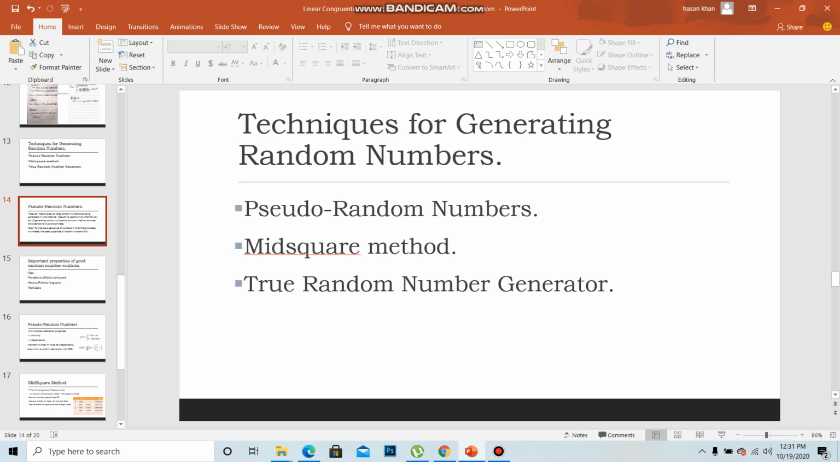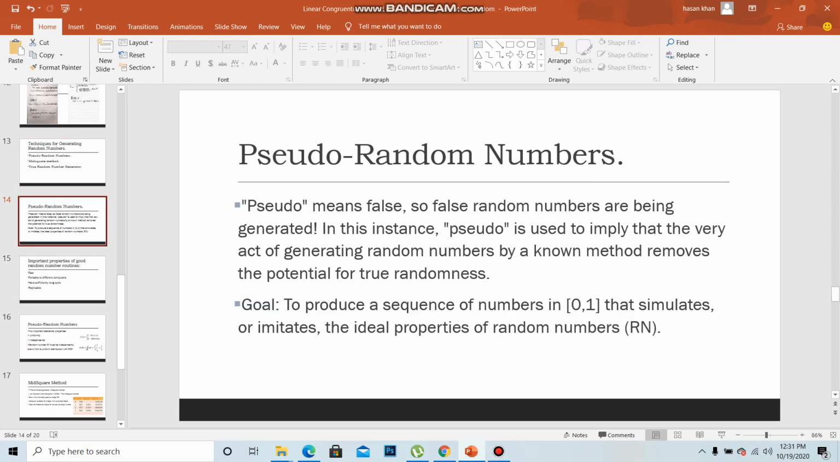Now, first, pseudo-random numbers. Pseudo means false. So false random numbers are being generated. The generated numbers might not be uniformly distributed. The generated numbers might be discrete valued instead of continuous valued. The mean of generated numbers might be too high or too low. The variance of generated numbers might be too high or too low.